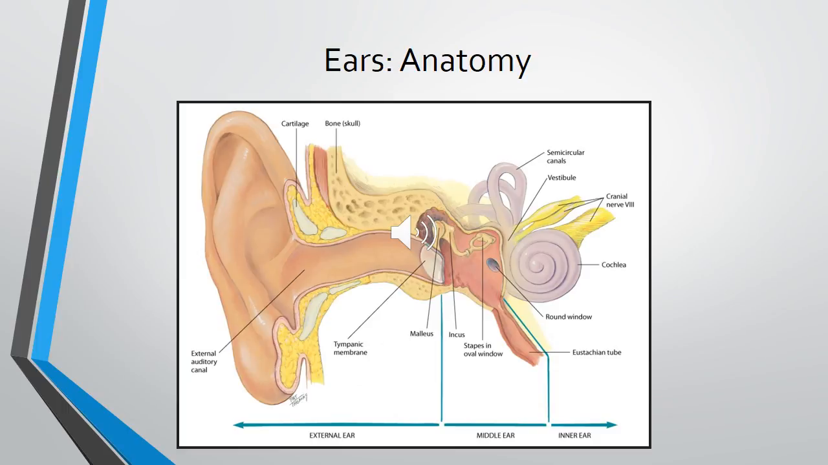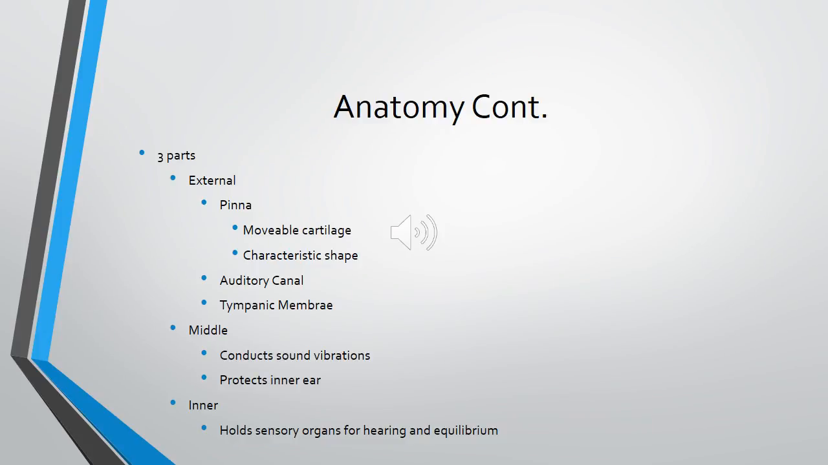The ear is divided into the external ear, or the anatomy that you can see externally on the side of the head, the middle ear, and the inner ear. And it's important to know the differentiation and which parts of the anatomy are located in which section of the ear. So here's a breakdown of what's included in each section: the external, the middle, and the inner ear.